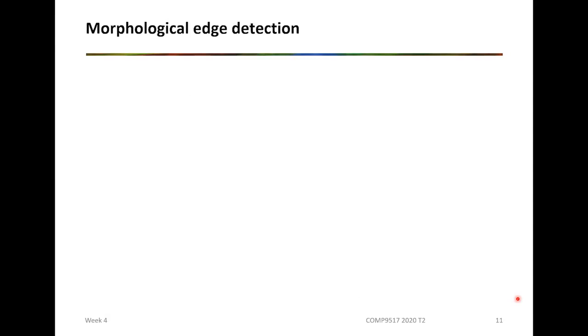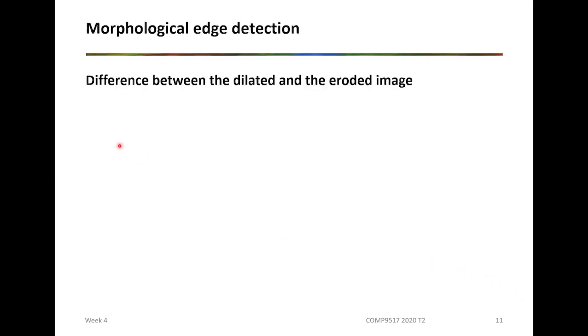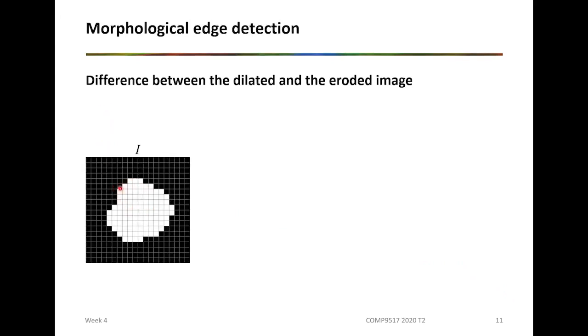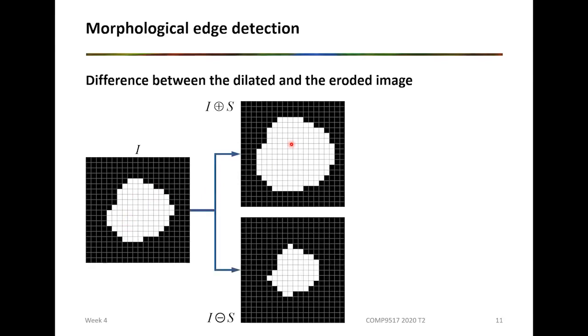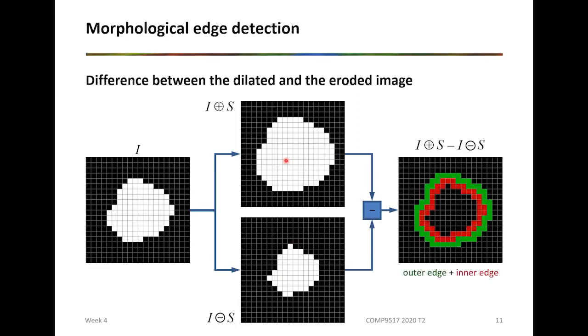Another thing we can do is morphological edge detection. That is the difference between the dilated and the eroded image. Let's look at this example. If this is the object set and I apply dilation, I will get this set. I could also apply erosion and I would get this set. And if I take the set difference, I will get this result, where you see that all the green pixels are the ones that have been added by the dilation step, and all the red pixels are the ones that have been removed by the erosion step. So these are what you could call the outer edges and the inner edges.